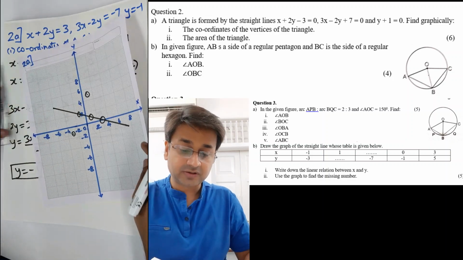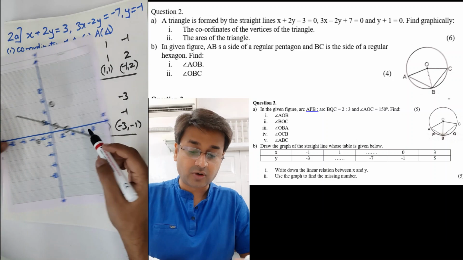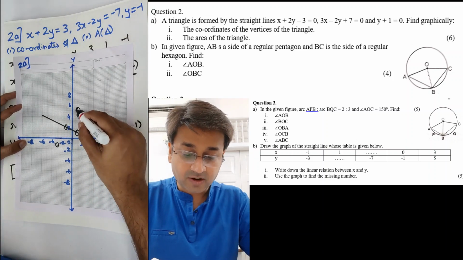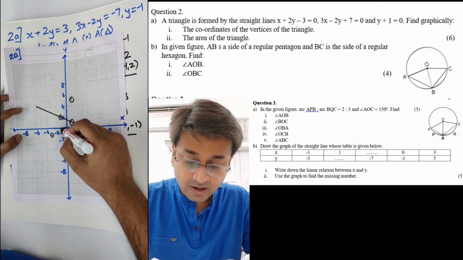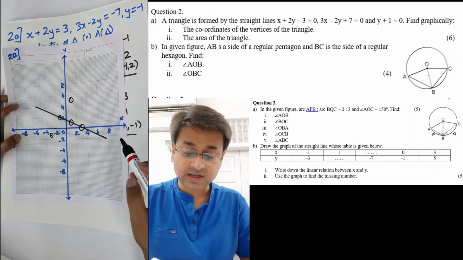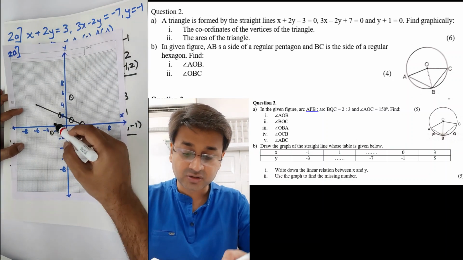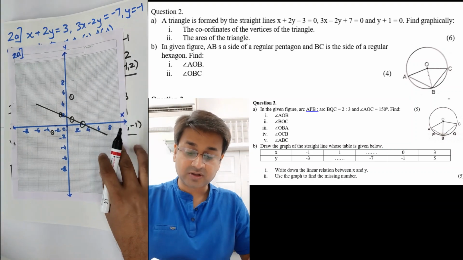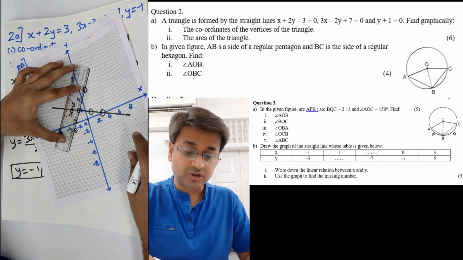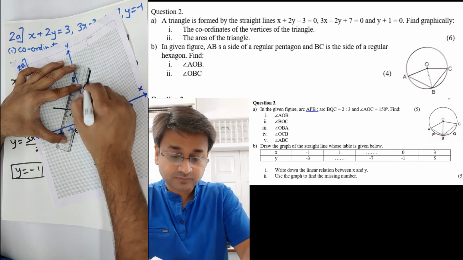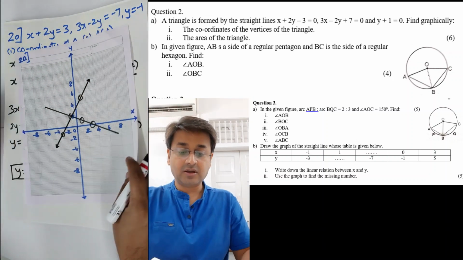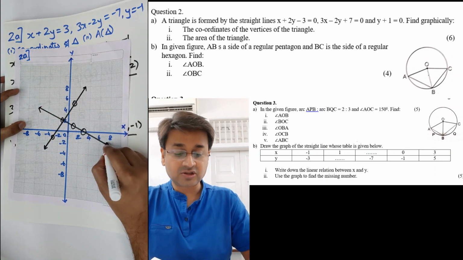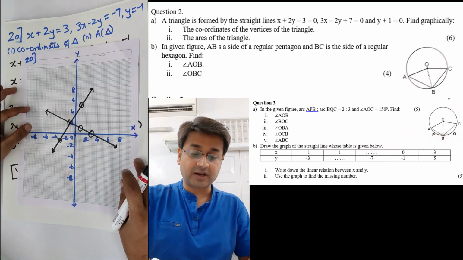Slightly not collinear. So let me just verify my points again. 1 by 5. So 1 by 5 is alright. Then minus 1 by 2. So minus 1 by 2, slightly I can shift. And minus 3, minus 1. So minus 3, minus 1 seems to be okay. So let me join the 3 points now. Okay, so that's how they will look. Yeah, the second line. And the last one they said y is equal to minus 1.